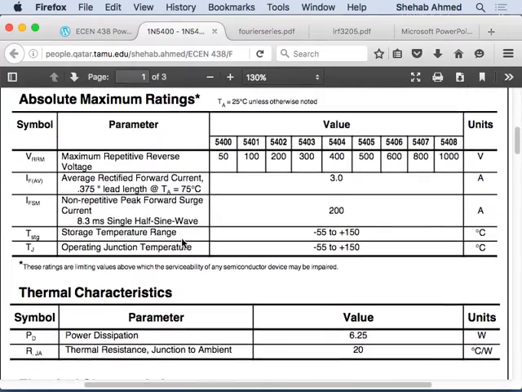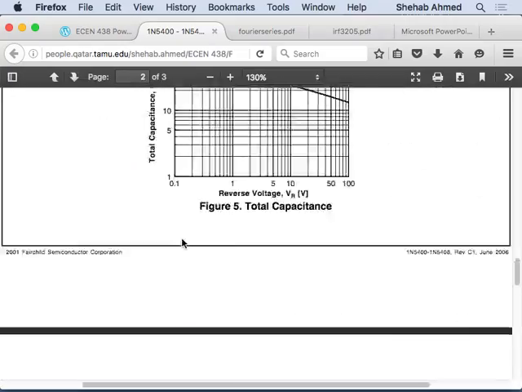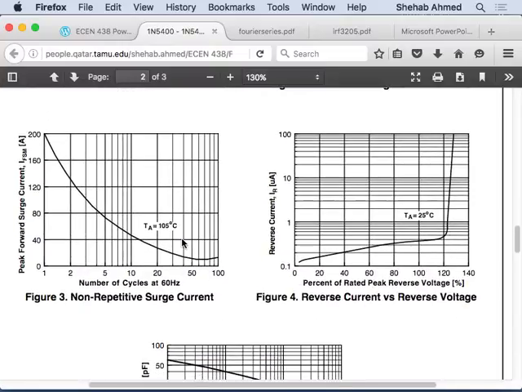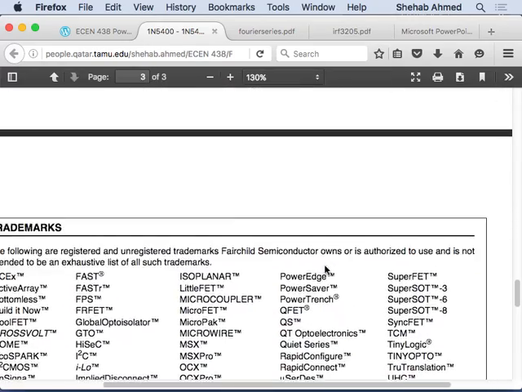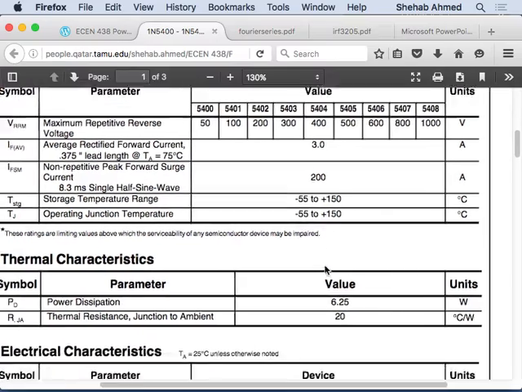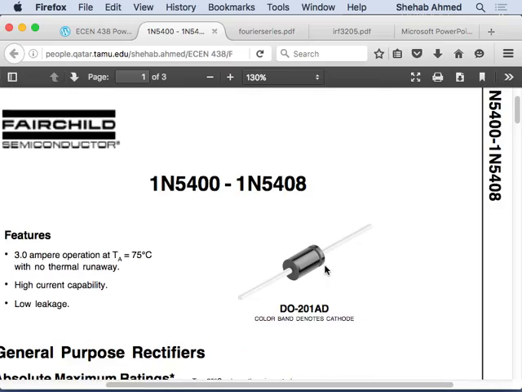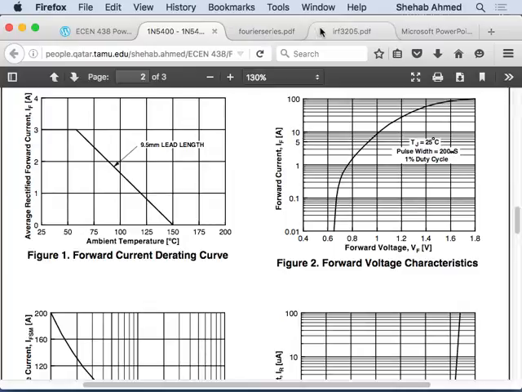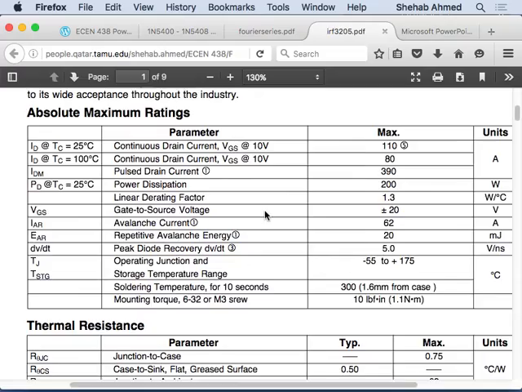Let me see if I have the reverse recovery time. Should be here somewhere. Unless this is a Schottky diode. One second. Not a good data sheet for a diode. But I'm sure this MOSFET internally has a body diode. I'm sure they will have the reverse recovery time for that. One second.